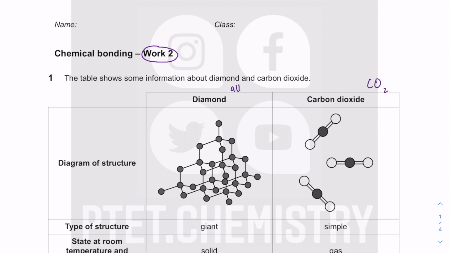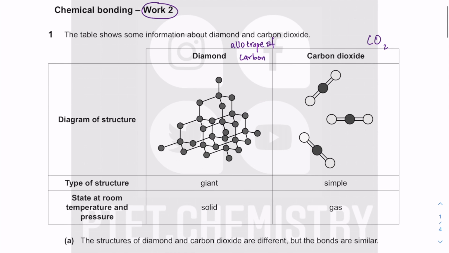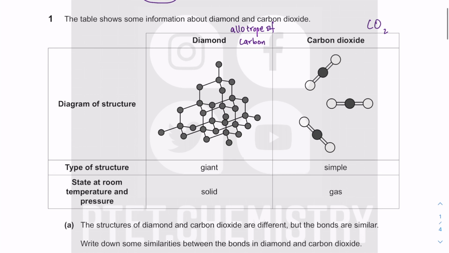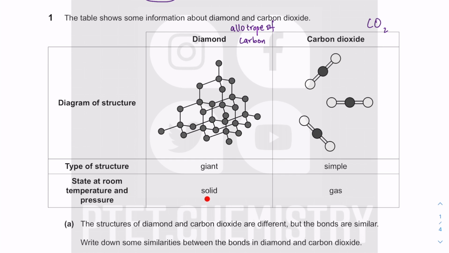So we know that this is an allotrope of carbon. Allotrope meaning different forms of the same element. So carbon can be diamond, can be graphite, so they are just different forms of carbon. So this is a giant covalent structure or giant molecular structure, but this is a simple molecular structure, and as such it exists as solid at room temperature and pressure. In fact, it has got a very high melting and boiling point.